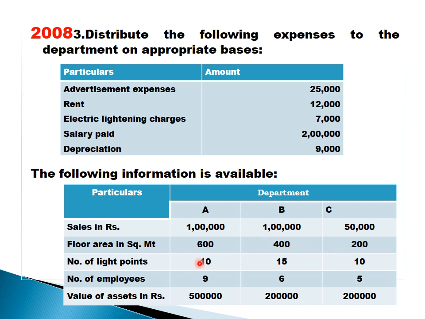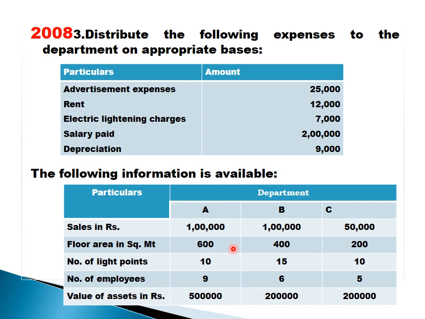Light point ratio, hope you can simplify by dividing by 5. 5 twos are, 5 threes are, 5 twos are. 2:3:2. Number of employees cannot be simplified because there are odd and even numbers. 9:6:5. Value of asset, you can cut off 50 students. The ratio will be 5:2:2.